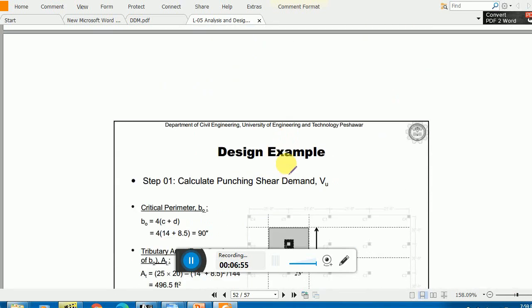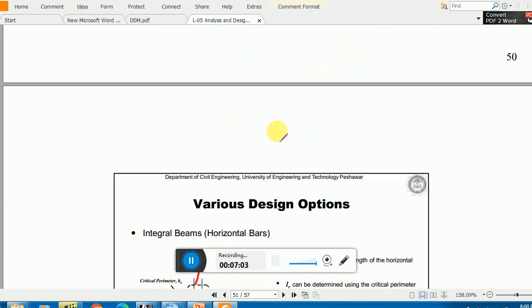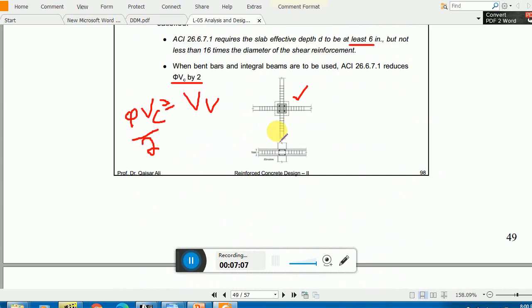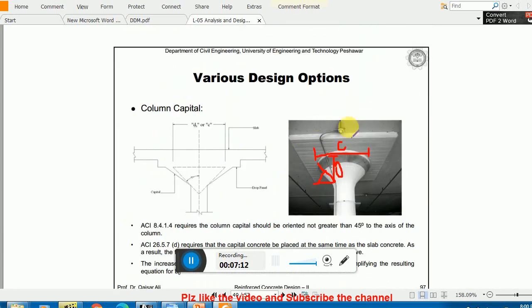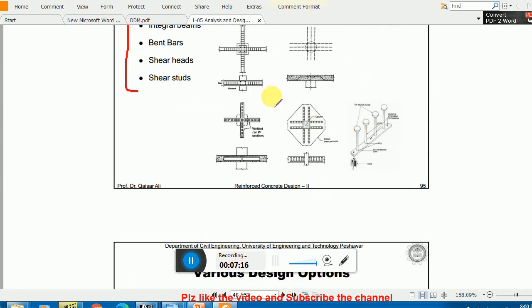This ends here, and in the next lecture, lecture number 11, we do an example on it. This lecture is all about punching shear design. What is punching shear, how to control it, and different techniques. In the next lecture inshallah we will do examples on these techniques. Inshallah we will design the column capital, the drop panels, and the integral beam.